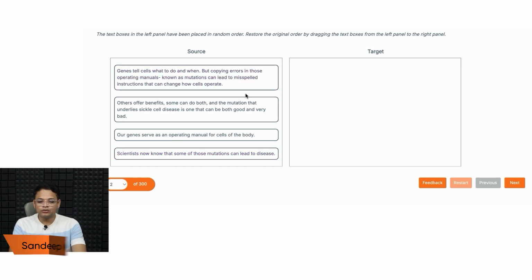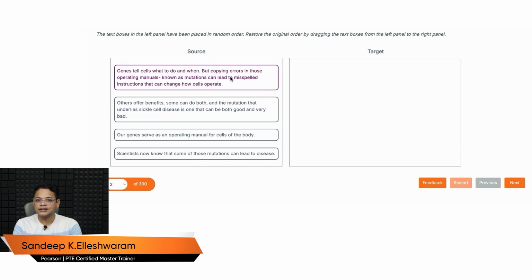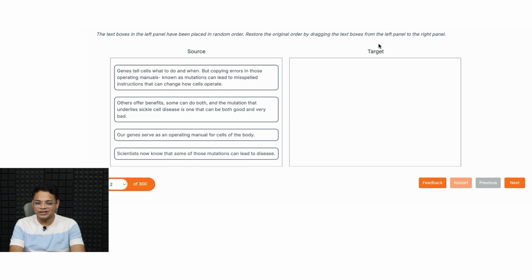So you have to arrange these jumbled sentences, the sentences which are in a random way, into the right way, the coherent, perfect way, to the right hand side, which is the target. This is the parking lot, right? So that's the task. Let's implement step 1. In 30 seconds, you have to quickly go through the sentences that are there on the left hand side in the source.